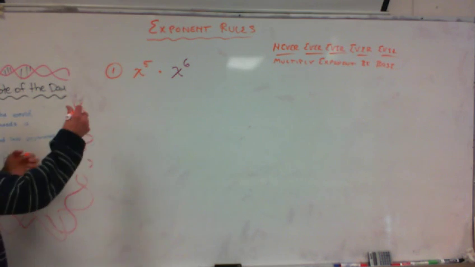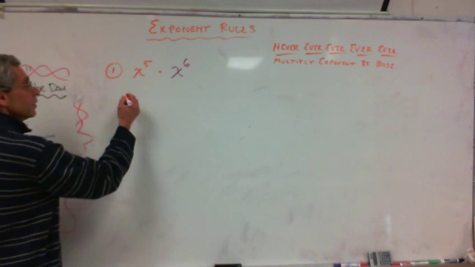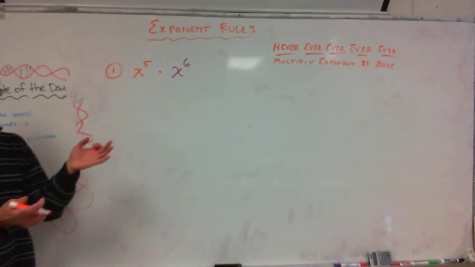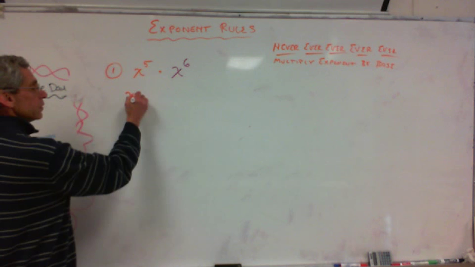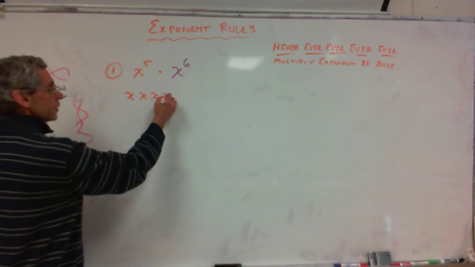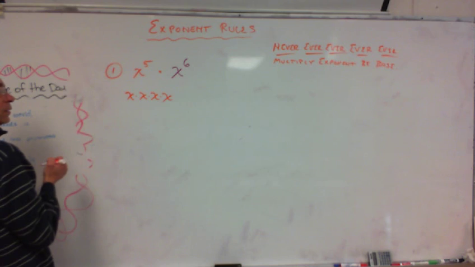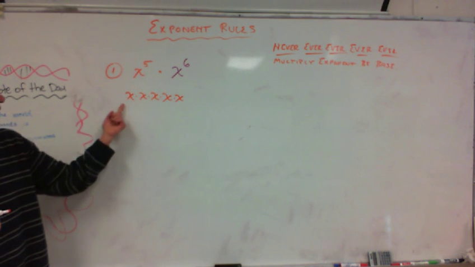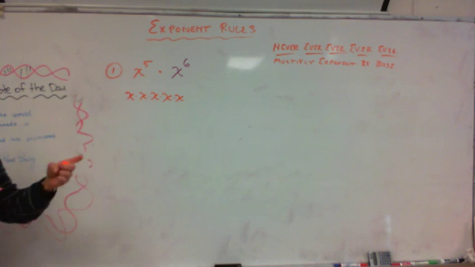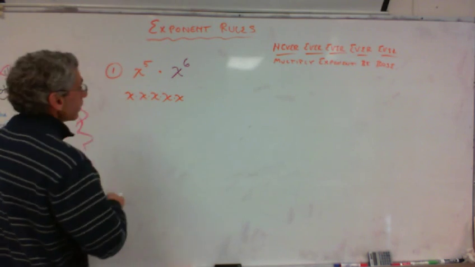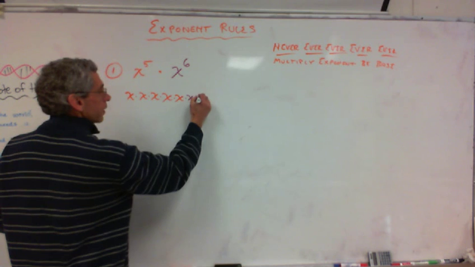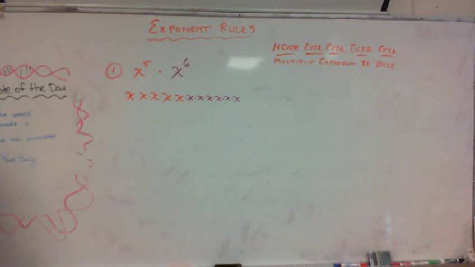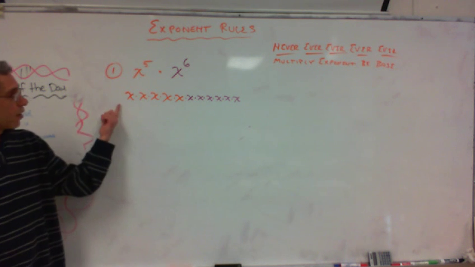So I'm going to actually expand this. What is x to the 5th? I can't multiply it and say, oh, it's 12, because I don't know what x is. So all I can do is say x times x times x times x times another x, because I have to have 5 of these x's: 1, 2, 3, 4, 5 multiplied times each other. And then this one is x times x times x times x times x times x. So now I can simplify.